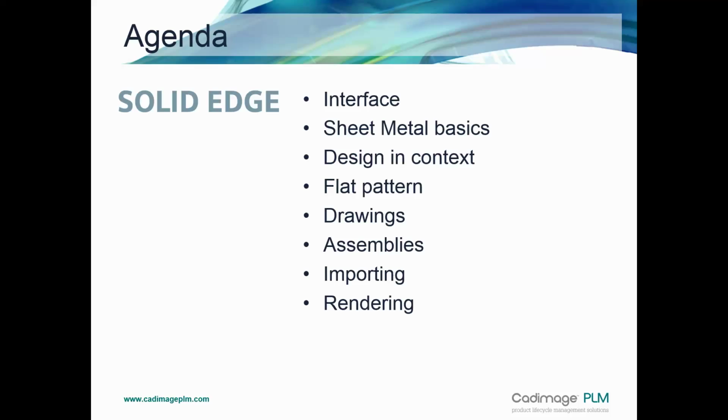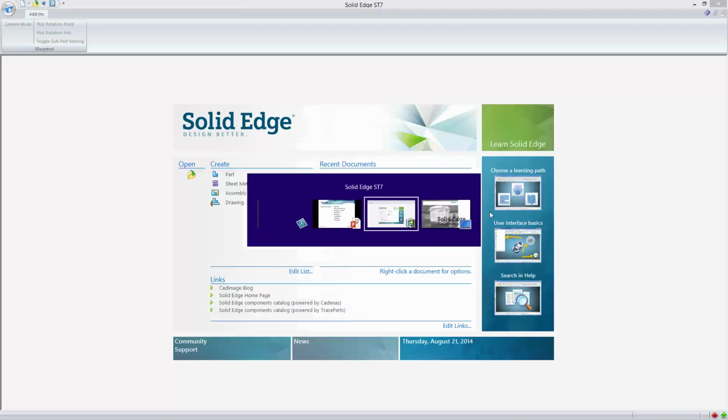can be taken, and then on to flat patterns, generating drawings, a little bit of assembly work, so pulling some parts together, importing of files, 2D and 3D files, and generating Sheetmetal components from them, and then touch on rendering as well. So there's plenty for us to cover in this session. First up, let's have a look at the interface.